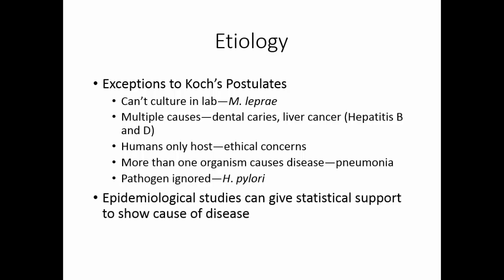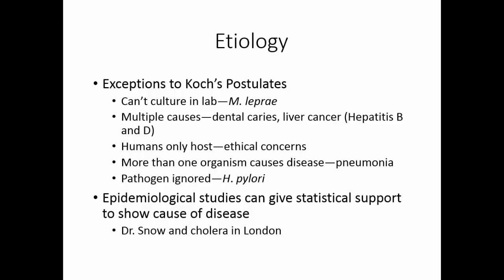If we can't use Koch's postulates, we can sometimes use epidemiological studies. These can give statistical support to show the cause of a disease. Dr. Snow was able to show that a particular well in London seemed to be the source of the cholera outbreak in a certain part of London. He didn't know the causative agent was Vibrio cholerae, but he knew that that well seemed to be where people were getting sick.